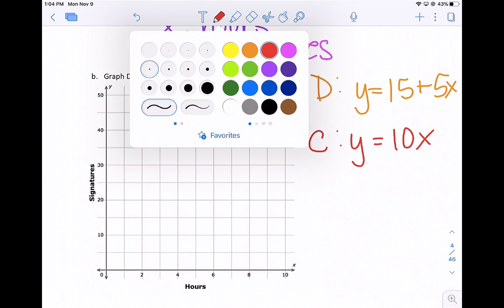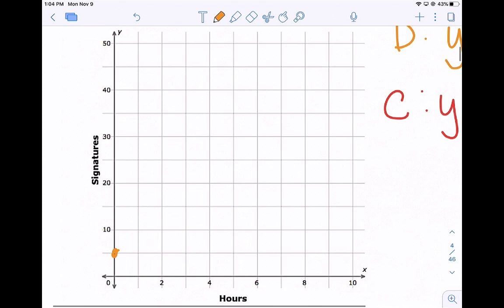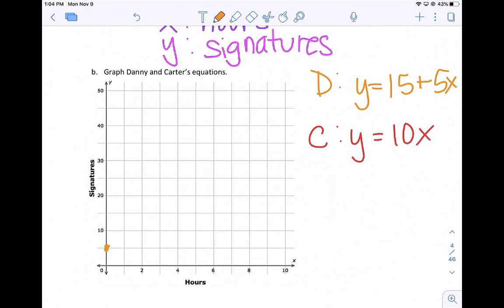Let's graph them. So Danny's going to start at 15, and he's going to collect 5 every hour. So here's 1 hour, so go over 1, up 5, over 1, up 5. We'll do that a few times. And there's Danny's line.